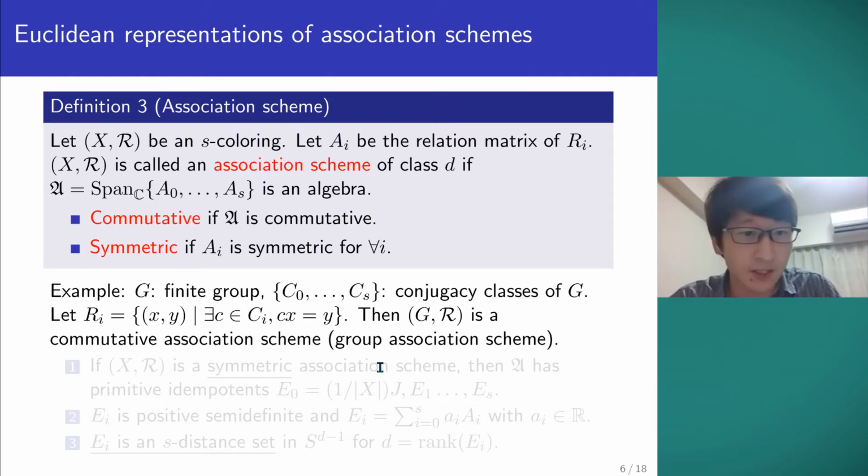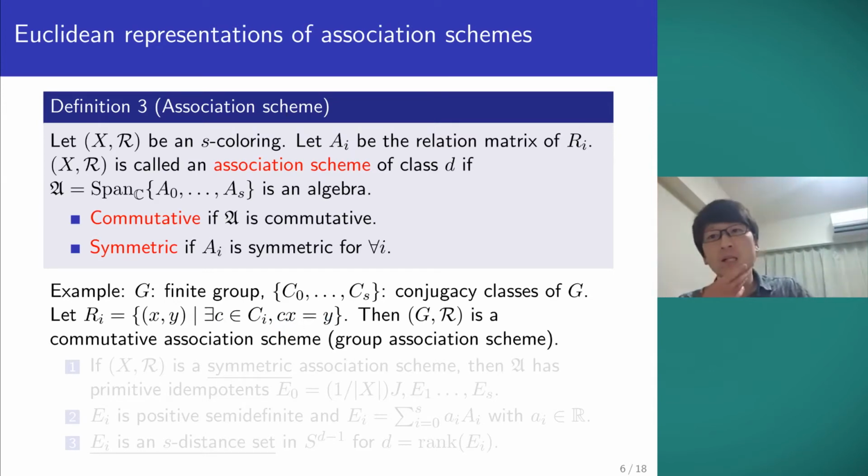So this is an example. Let G be a finite group, and C_i a conjugacy class of G, and we define the relation R_i like this: the set of (x, y) such that there exists c in C_i such that cx is y. Then (G, R) is a commutative association scheme. This association scheme is called a group association scheme.